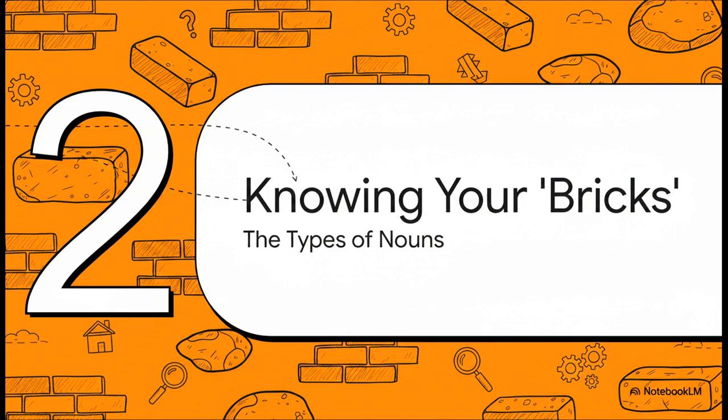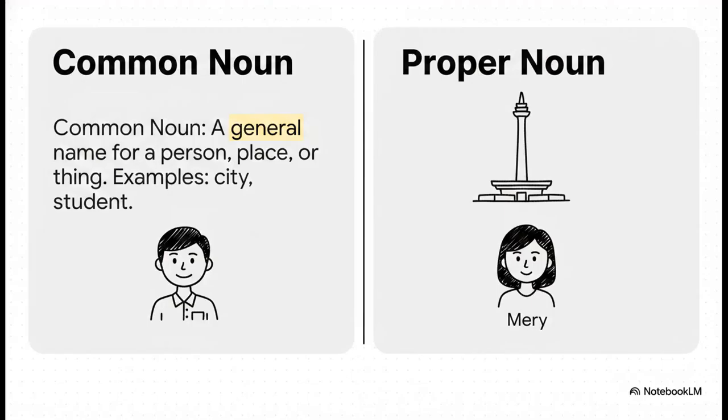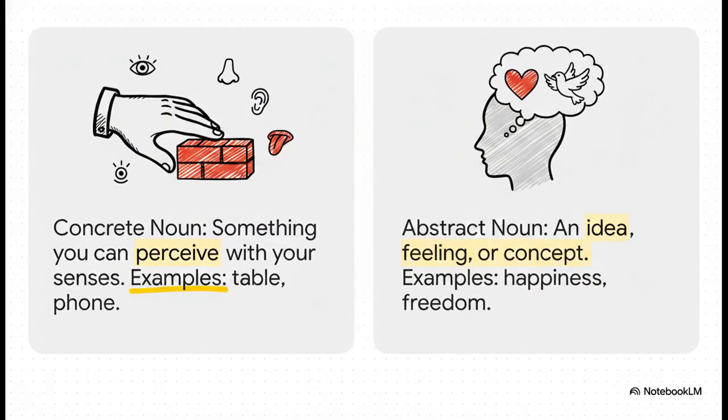So let's sort through our pile of nouns. First up, we've got common nouns and proper nouns. A common noun is just a general word for something, like city or student. It could be any city, anywhere. A proper noun, on the other hand, is a specific name, like Jakarta or Mary. And here's the dead giveaway. Proper nouns are always capitalized. Super easy to spot.